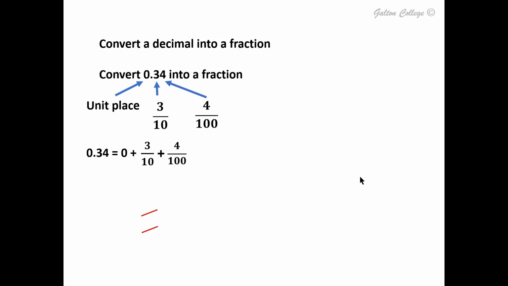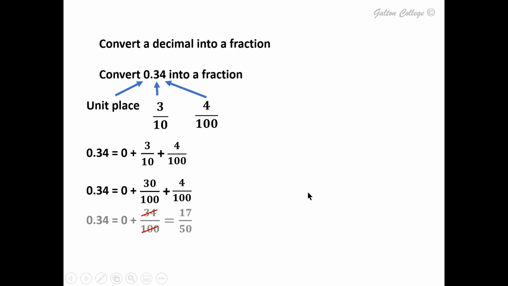0.34 equals 0 plus 3/10 plus 4 over 100. Which is the same thing as saying, well, 3 over 10 is the same as 30 over 100. Multiply the numerator by 10, multiply the denominator by 10. So you get 30 over that, and here you've got 4 over 100. And when you add the 4 and the 30, you get 34. So it's 34 over 100.